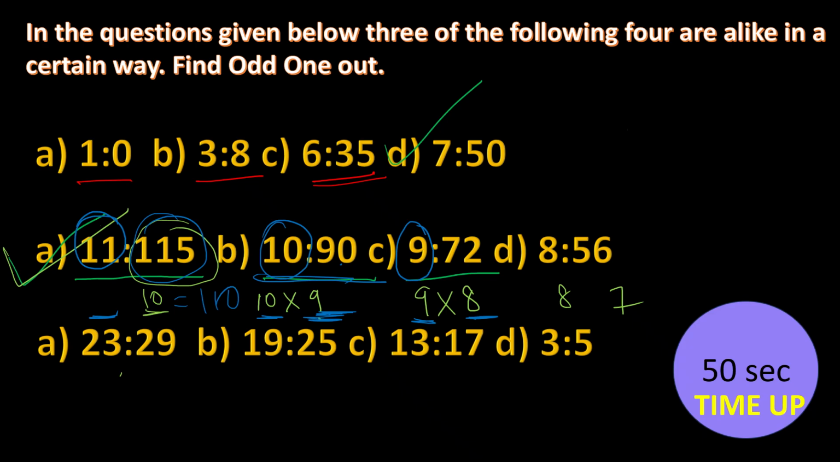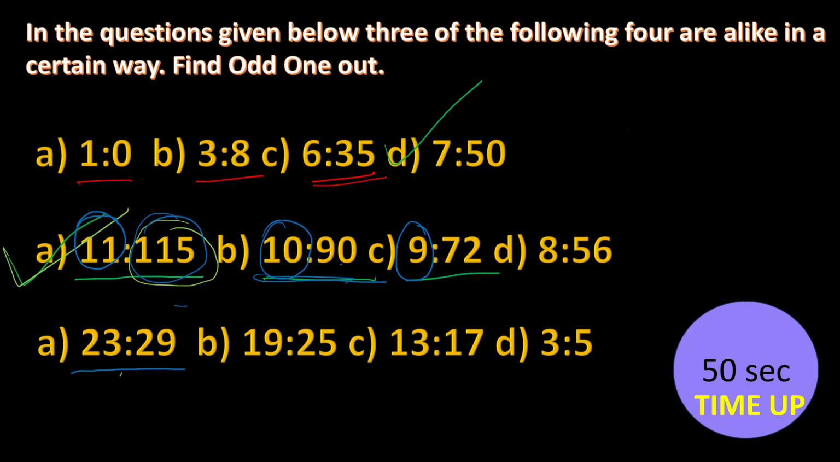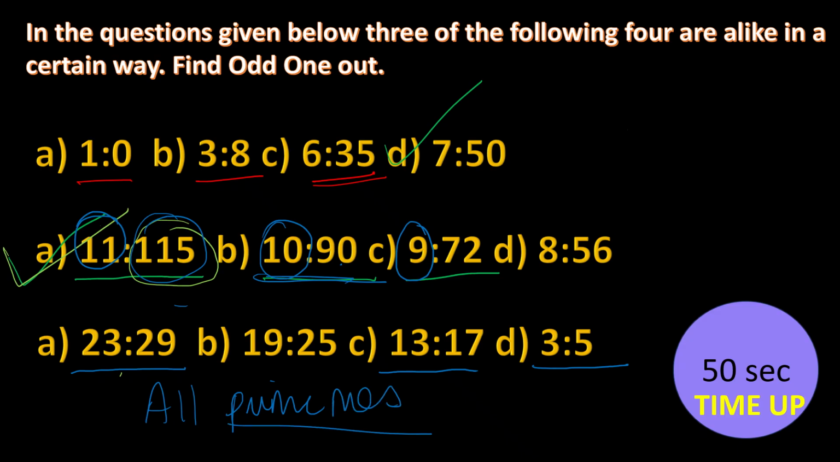Next one, 23 is to 29 and 19 is to 25. So this is the easiest one, if you can say that. You can see that 23 is to 29 is there, 13 is to 17, 3 is to 5. These are all prime numbers. Correct? These are all prime numbers.